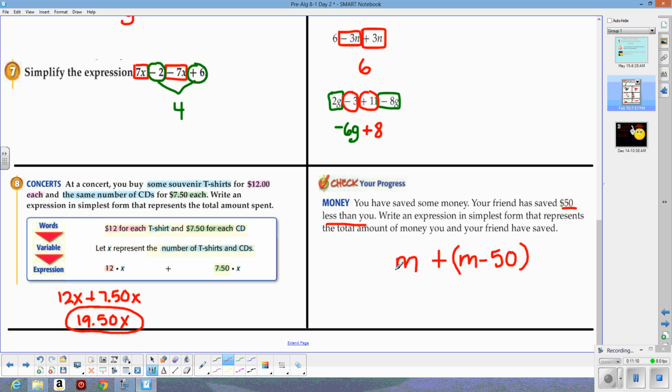Now to combine like terms, if there's no coefficient on the variable, it's a 1. And now I'm going to put like terms together. I have 1m here plus 1m here. That's a total of 2m's. And then the minus 50 is by itself. So 2m minus 50 is the total money we have saved.